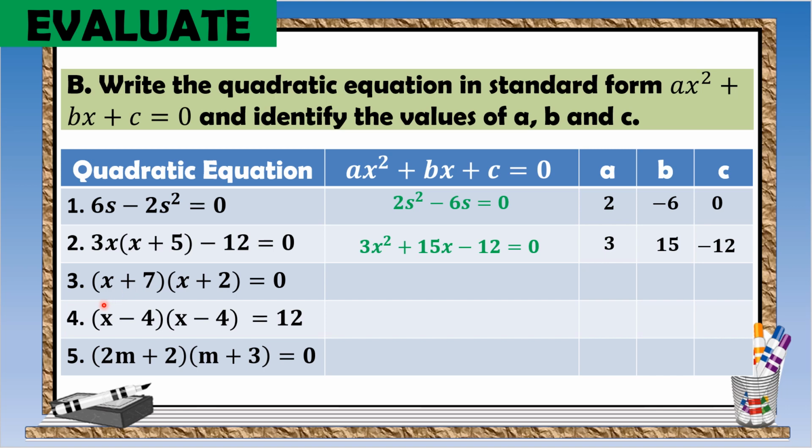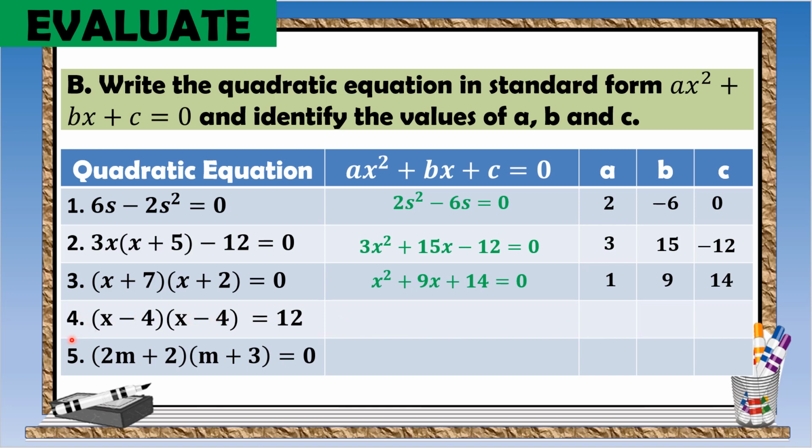Next, number 3, x plus 4 times the quantity x plus 2 equals 0. Using the FOIL method, it gives us x squared plus 9x plus 14 equals 0. So the value of a is 1, the value of b is 9, the value of c is 14.